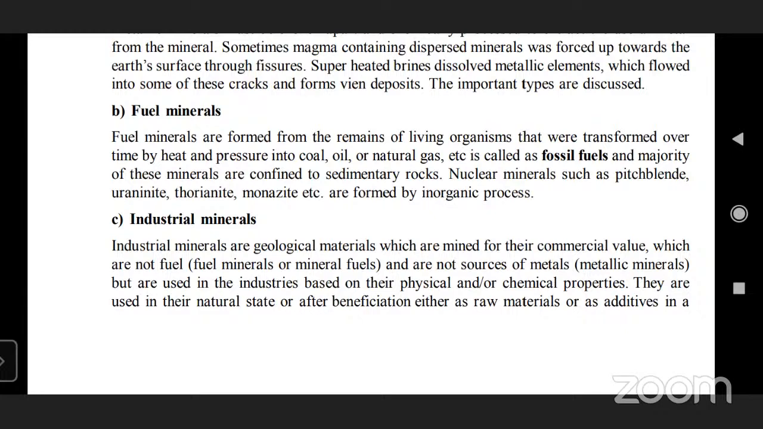So whatever fossils are preserved are within the sedimentary rocks only. That is why most of the fossil assemblages or fossils are associated mostly with sedimentary rocks.